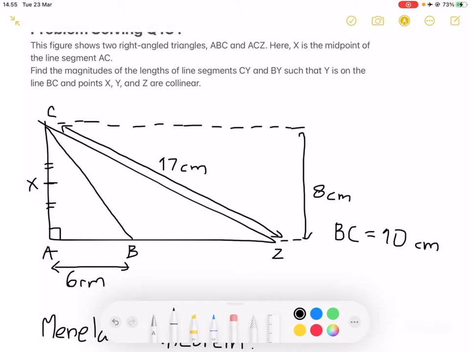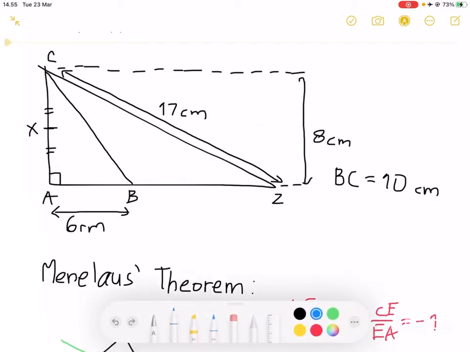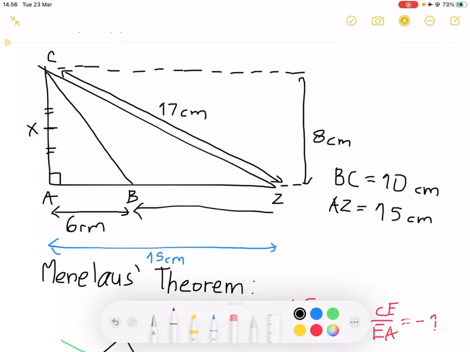And let's see. We can look at triangle ACZ, and find the length of AZ, which is this length right here, by knowing that the hypotenuse is 17 centimeters and the opposite length here will be 8 centimeters. Quickly calculating that, you'll get 15 centimeters. And since the whole thing of AC is 15 centimeters and this little bit here is 6 centimeters, therefore this bit will be 9 centimeters.